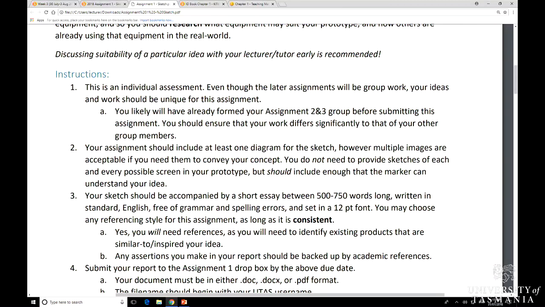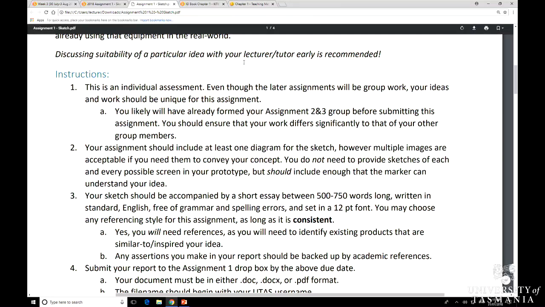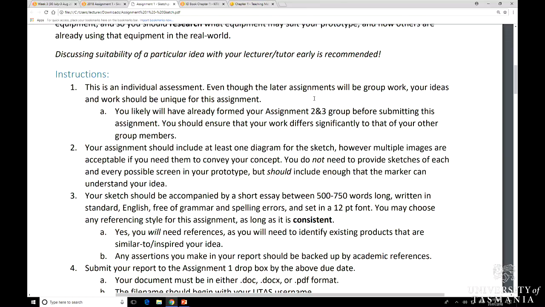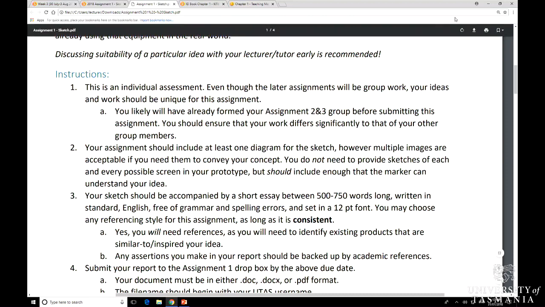Just instructions then. It's individual, so even though this will possibly be the basis of group work, you should do this individually and have unique ideas to the other people. So some of you probably already have your groups sorted out for assignment 2. Don't all come up with the same idea, because part of the start of assignment 2 is working out from different ideas what's the best one. And also I'm going to be pretty mad if a group of people just submit the same assignment.